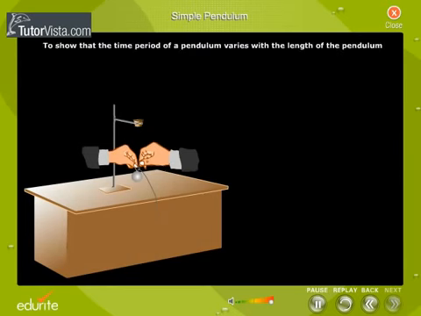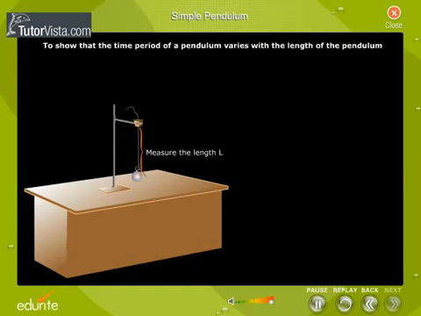To show that the time period of a pendulum varies with the length of the pendulum, tie the hook of a bob to one end of a twine. Clamp the other end firmly between the gap of a split cork that is fixed to the clamp of a retort stand as shown here.